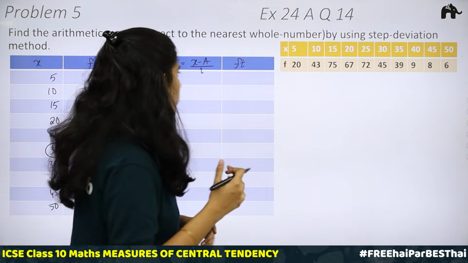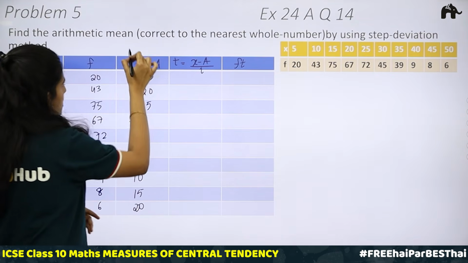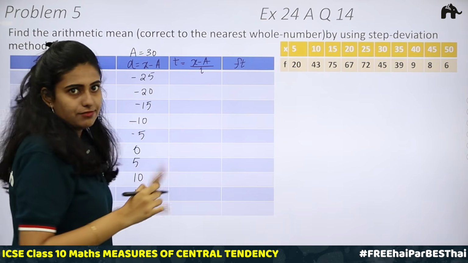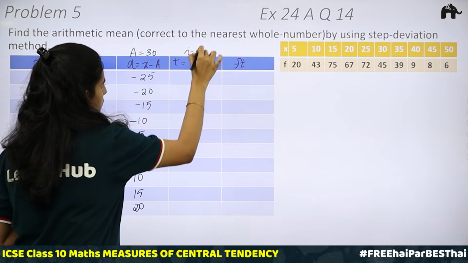In the next step, we have to find T. What is the I in this case? Here the assumed mean we got, A, is equal to 30. What is I? I is this difference. Here 5 is the value of I. I is equal to 5.